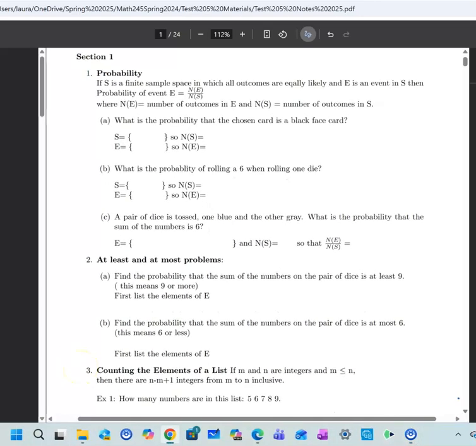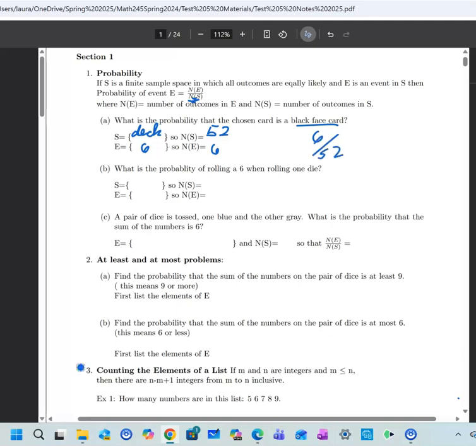So the sample set is the number, n of s, the number of outcomes you could possibly get. If we're looking to pick a card from a deck of cards, the sample set is the deck of cards, and the number in the sample set is 52. And if I'm looking for a black face card, I can't write all those things in there, but there's the clubs and spades, and 3 in each, so there's 6 total. And so the probability will be 6 out of 52.